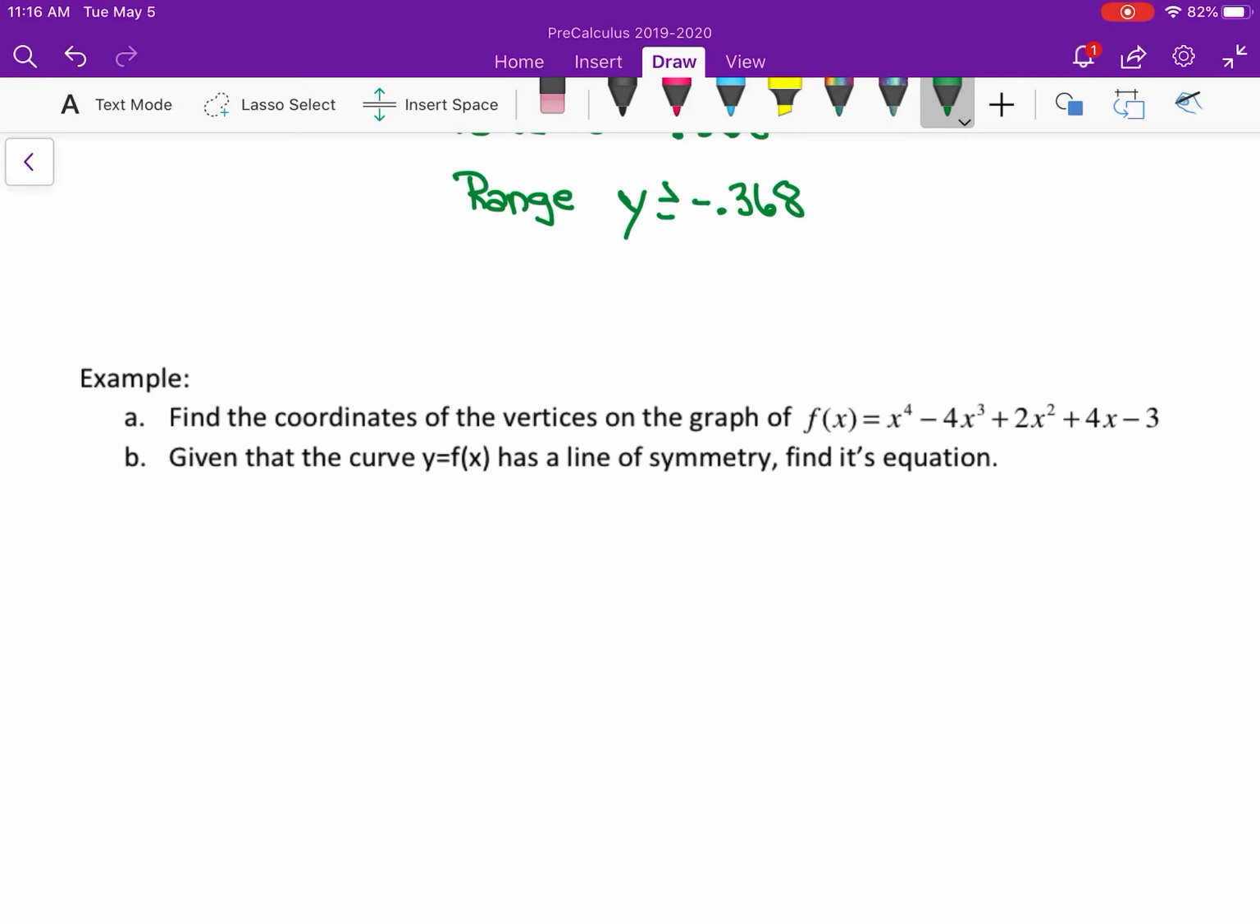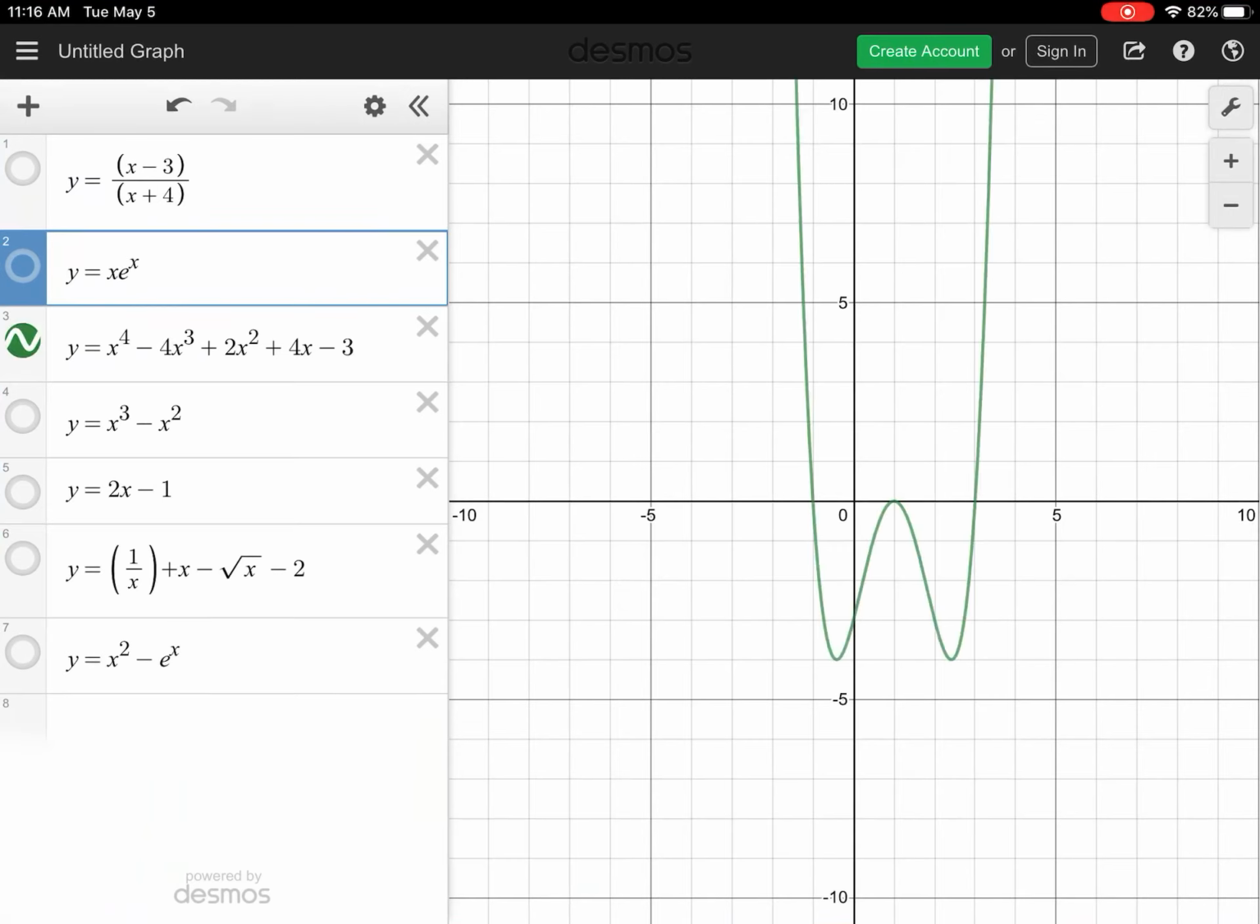Find the coordinates of the vertices on the graph for this function here. And given that the curve y equals f of x has a line of symmetry, find its equation. All right, so again, I went ahead and put this in Desmos so we could look at it. This is what it looks like. You can see that the line of symmetry is going to be at x equals 1 because that is where this graph would fold in half.